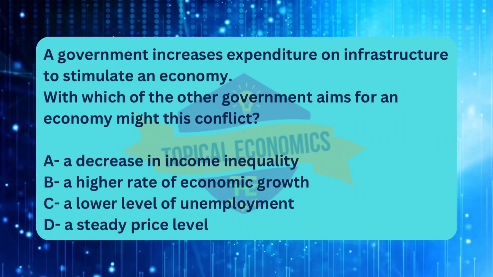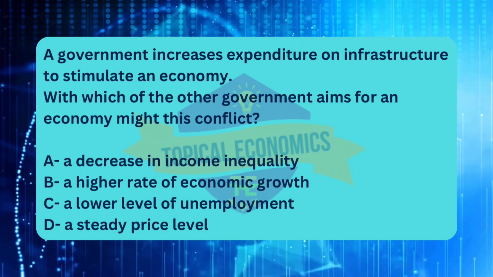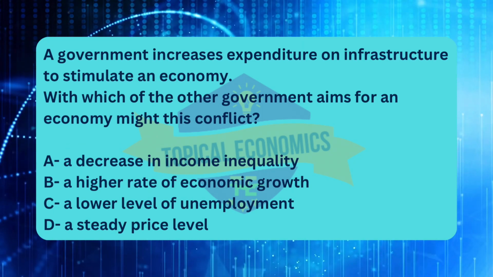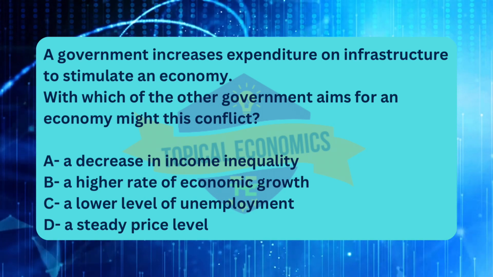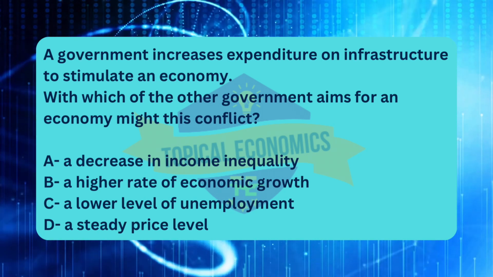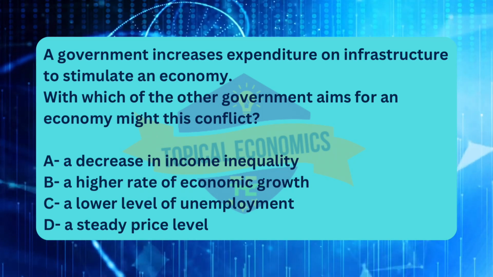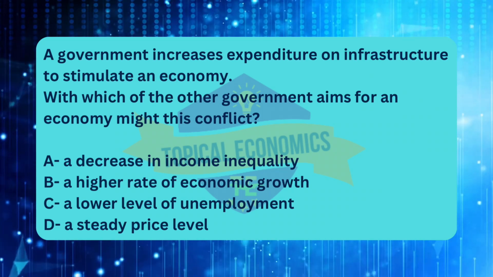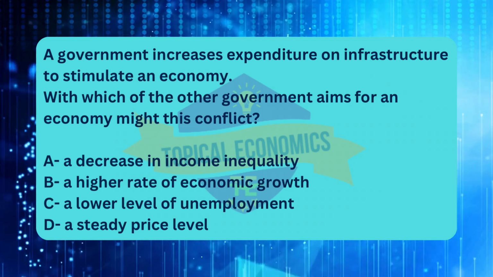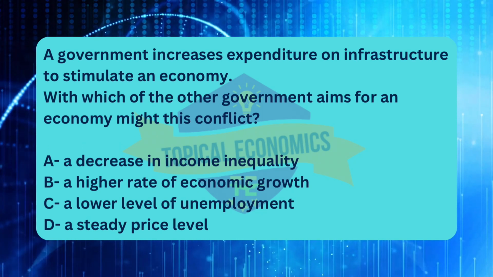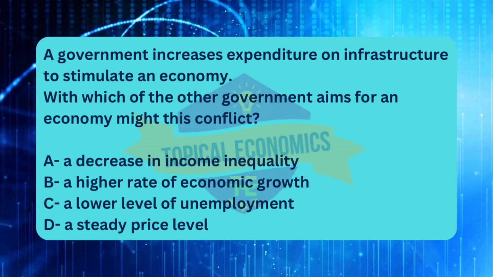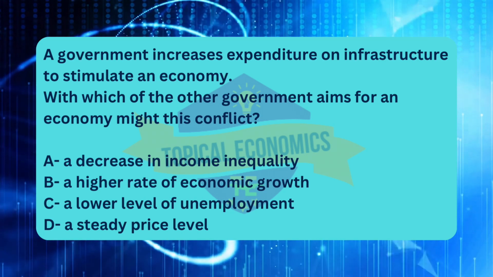Moving to question 14. A government increases expenditure on infrastructure to stimulate an economy. With which of the other government aims for an economy might this conflict? A. A decrease in income inequality. B. A higher rate of economic growth. C. A lower level of unemployment. D. A steady price level. The correct answer for this question is option D.